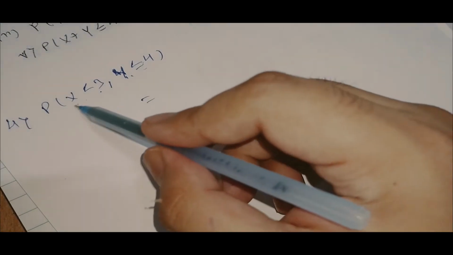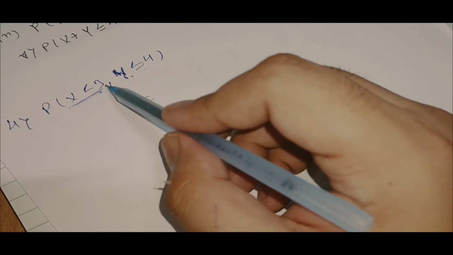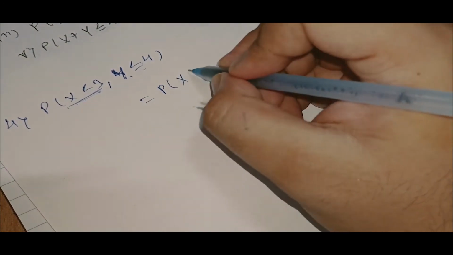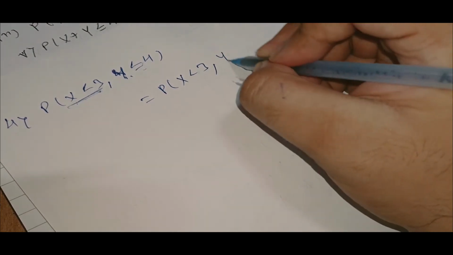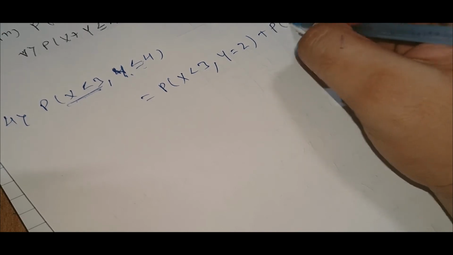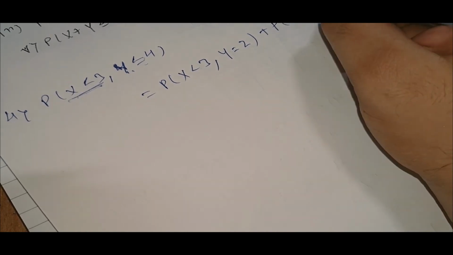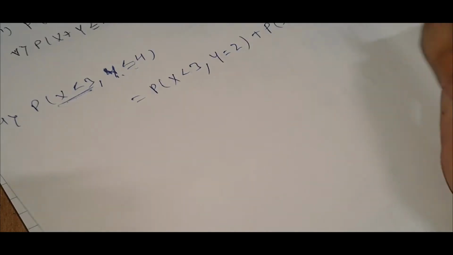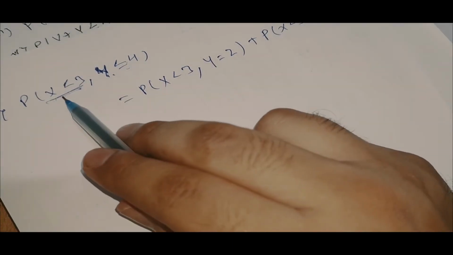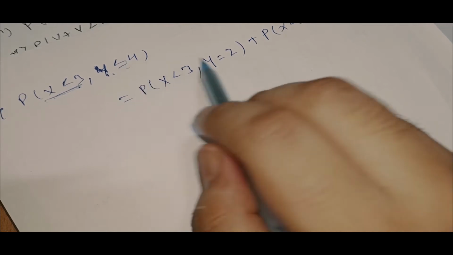So fix any one value. Let us fix x less than 3. So first fix x less than 3. So x less than 3 is fixed. Then y would be equal to 2, plus P(x less than 3), then y would be equal to 4. Right, we fixed this value so that we can change this value.